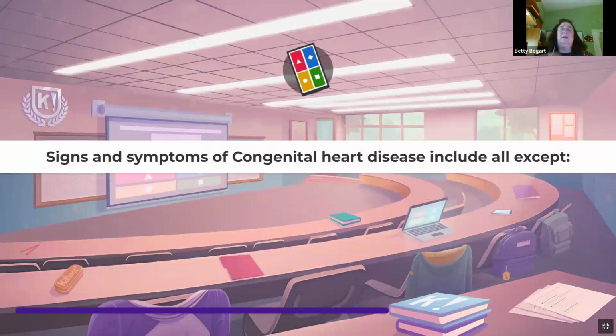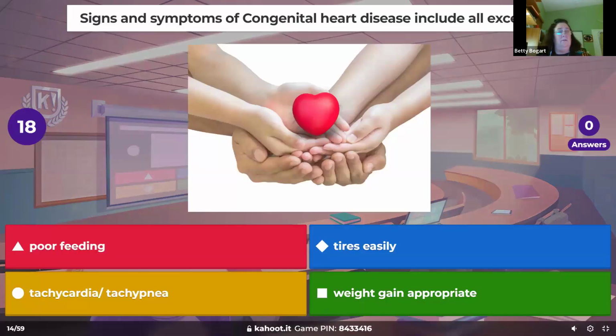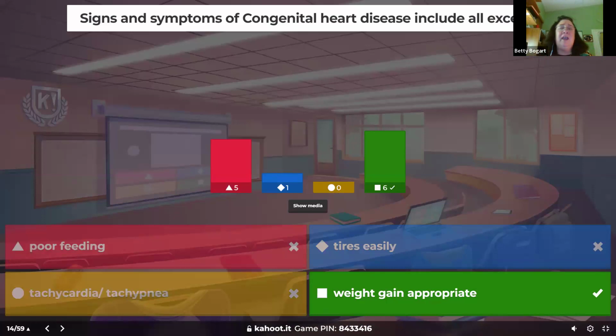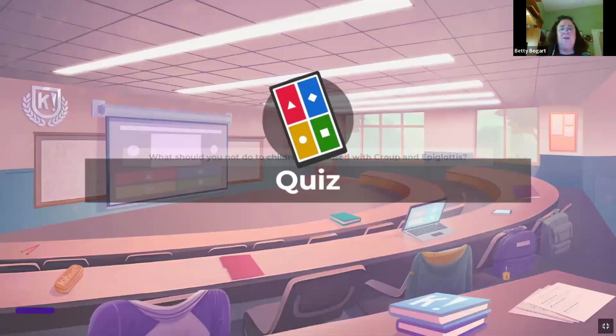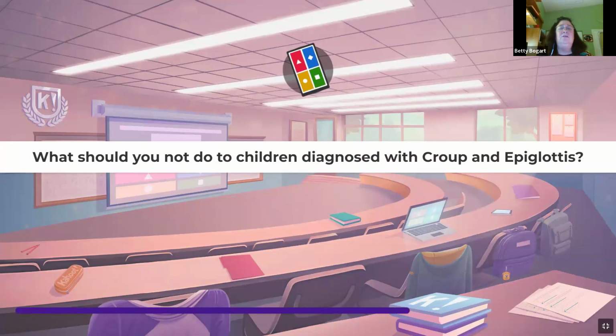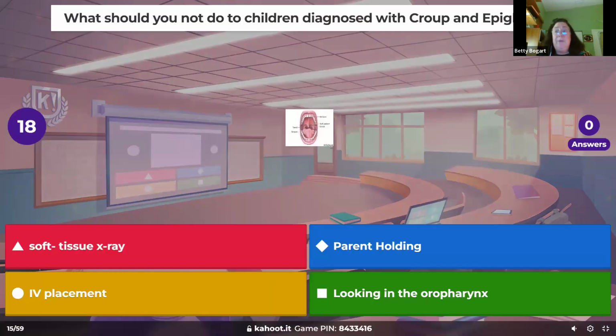Signs and symptoms of congenital heart disease include all except. So congenital heart disease, your heart's not working right. That means the kid is working hard, right? They're working so hard that they're not gaining weight. So weight gain appropriate, not a congenital heart defect. Those children need those extra calories in their formula or their breast milk because they're burning it up so much. What should you not do to children diagnosed with croup and epiglottitis or just had a tonsillectomy?